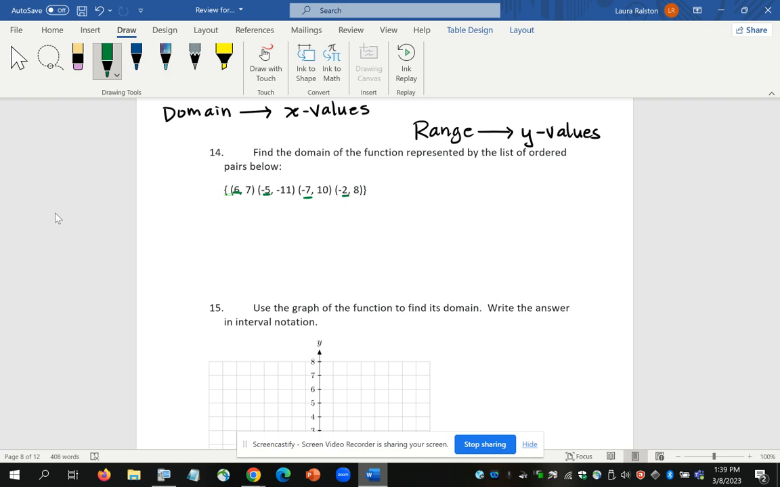Now, usually the domain is written from low to high. So the smallest of those values would be -7, -5, -2, and 6. They don't have to be written, and usually they're not, in the order that they're given. The values are usually ordered from low to high. But the domain, because this asks for domain is your x.